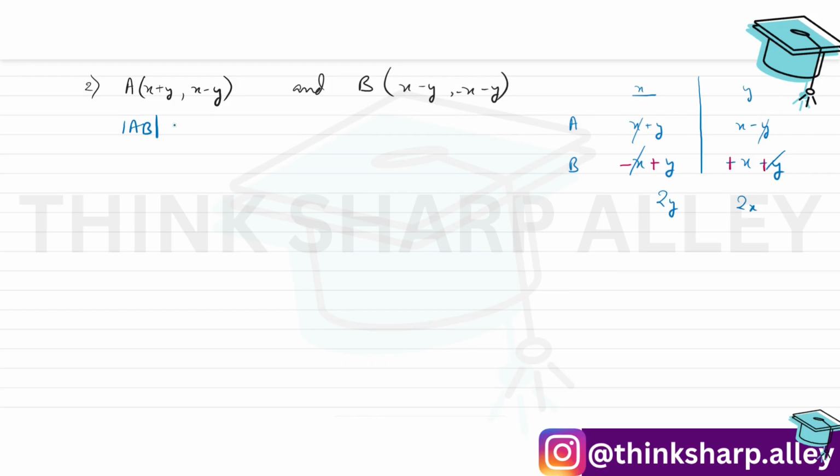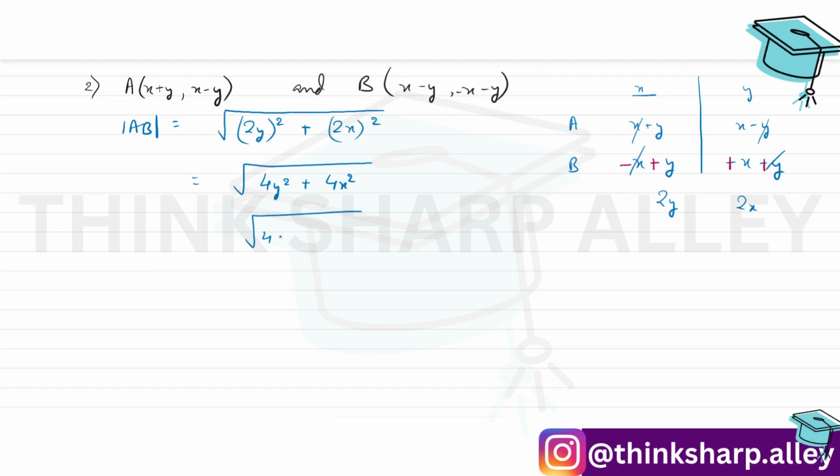So the distance AB is equal to the square root of the first value, 2y squared, plus the next value, 2x squared, right? So we get 4y squared plus 4x squared. We can take 4 common. So y squared plus x squared. And out of 4, 2 can come out. See, it's multiplied. So when it's root a into root b, we can definitely write square root of a times square root of b. So I'm using this property here.